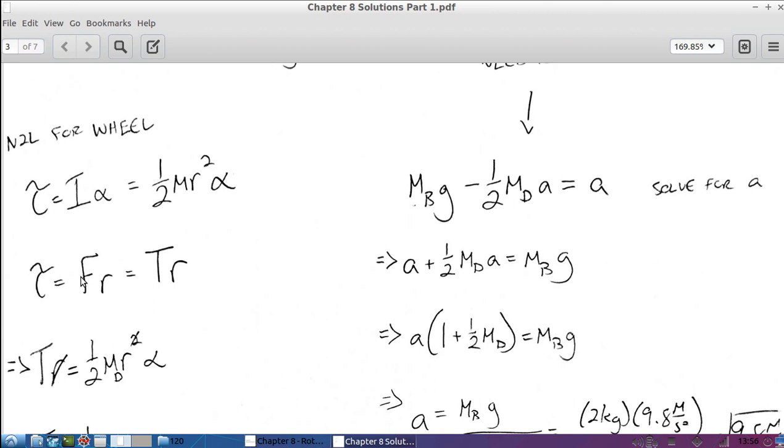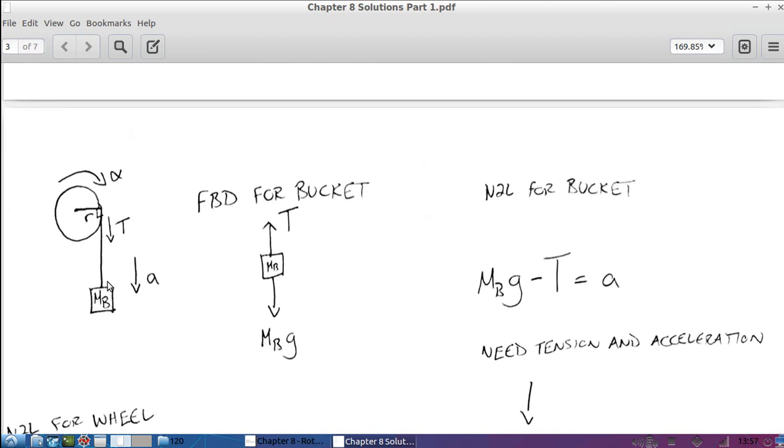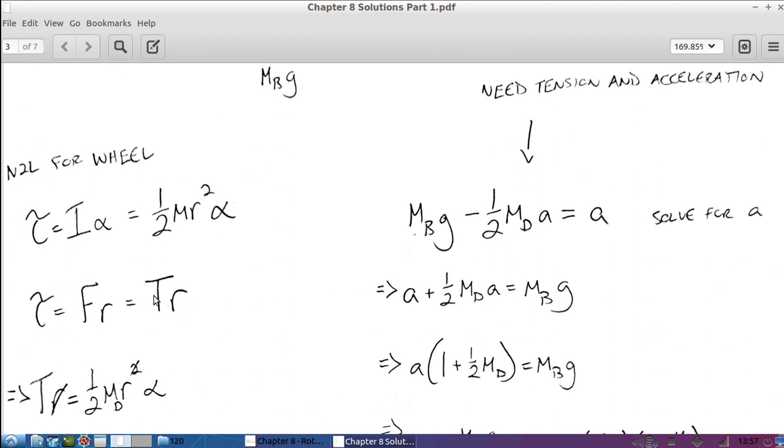What is the force that's generating the torque? It's the tension. The tension is pulling on this wheel and it's causing it to rotate clockwise. So it's T times R.